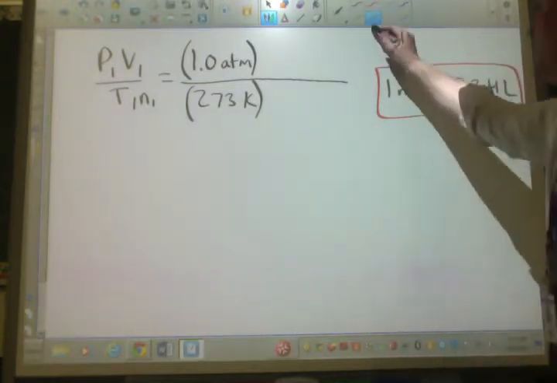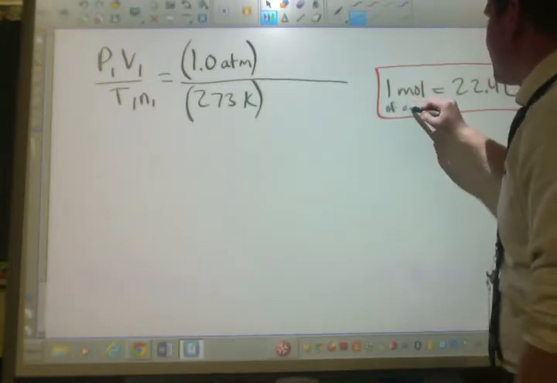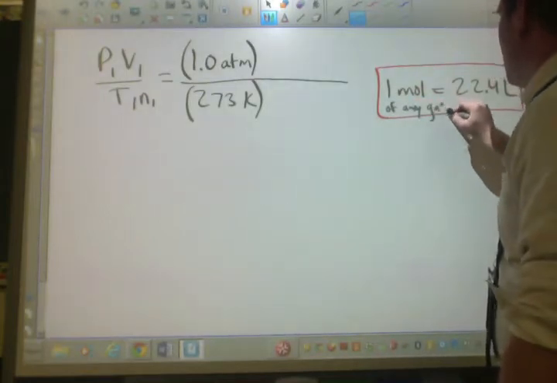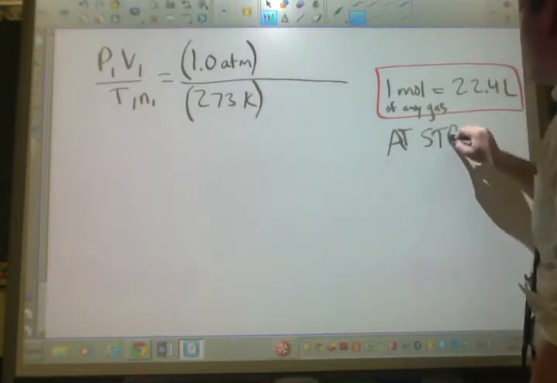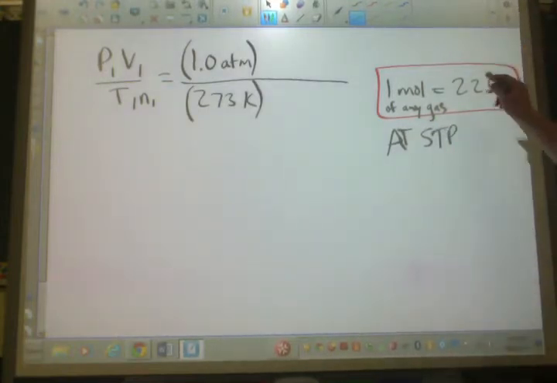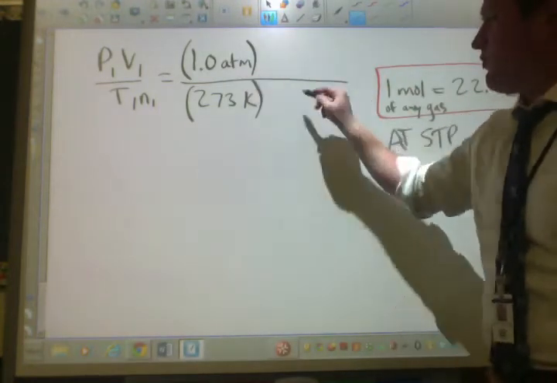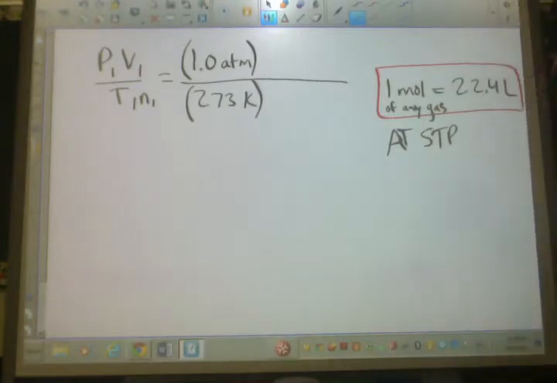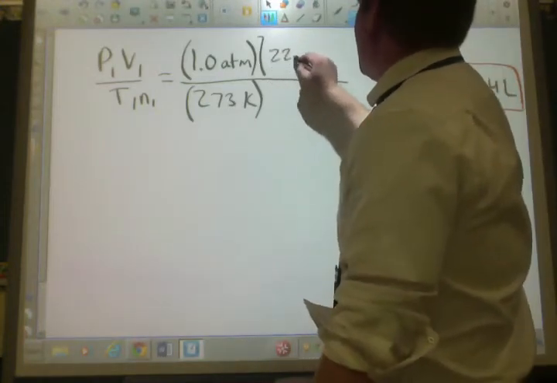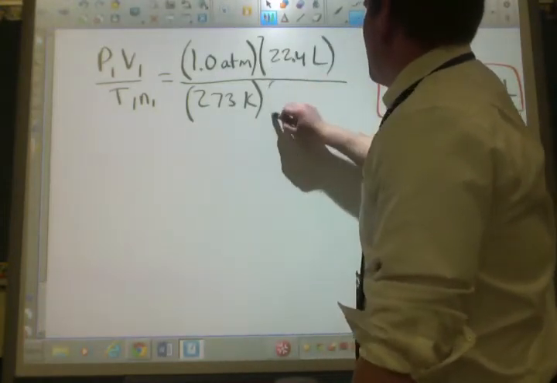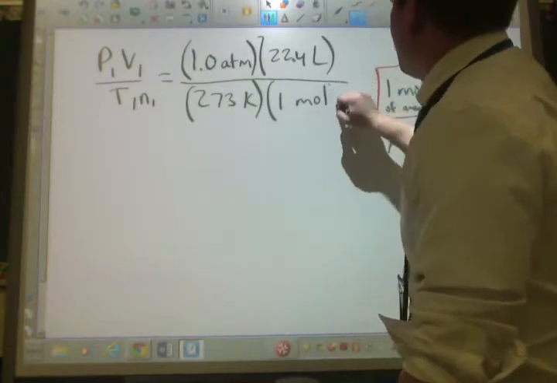So 1 mole of any gas at STP, that's important, has a volume of 22.4 liters. Okay? So what we're going to do with this is we're going to say, well, we need a volume and we need a number of particles. So we're just going to say, here's our volume, 22.4 liters, and here's our number of particles, 1 mole. So 22.4 liters and 1 mole.